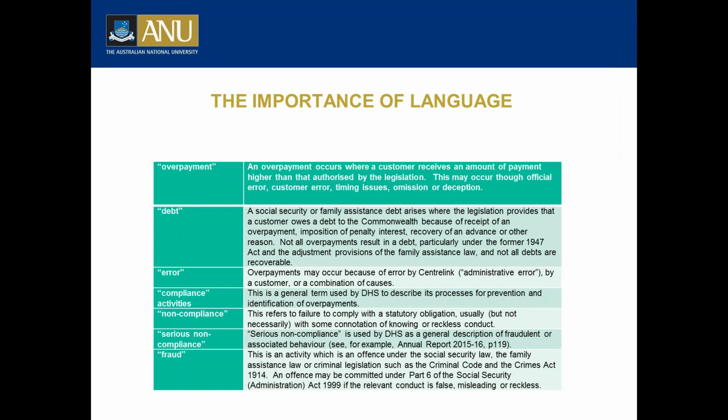I'll leave that up on the screen for a while because the point I want to make is that the language is used in a very fluid way. An overpayment is when you get more than the access you're supposed to have. A debt is when the legislation says it is a debt. So now most overpayments are debts, but under the 47 Act, there were overpayments that didn't turn into debts. Error: this is the idea that the problem was caused by Centrelink administrative error, or by a customer error, or often, in fact most likely, a combination.